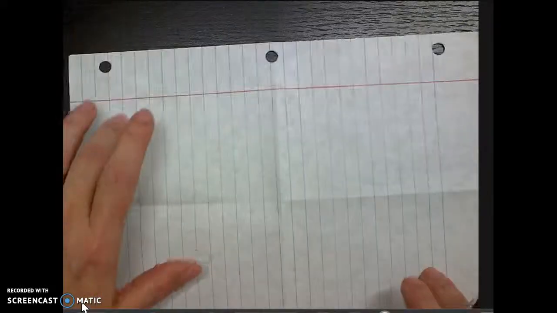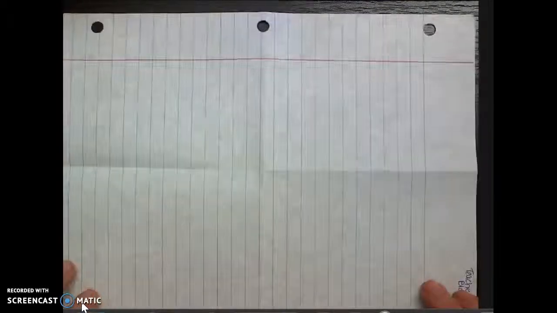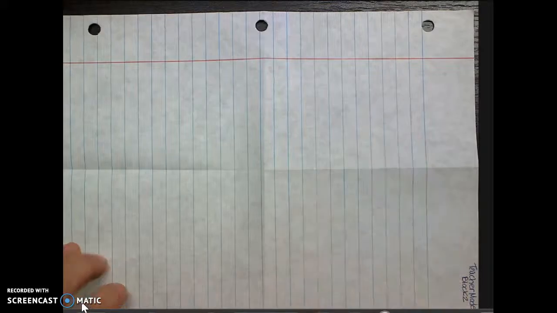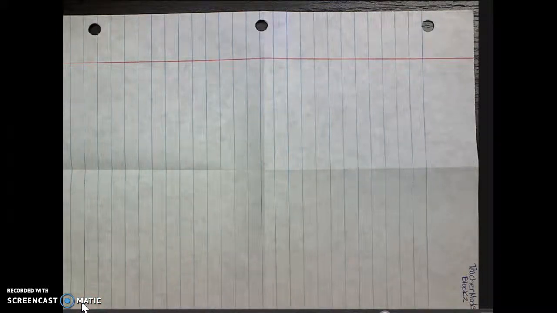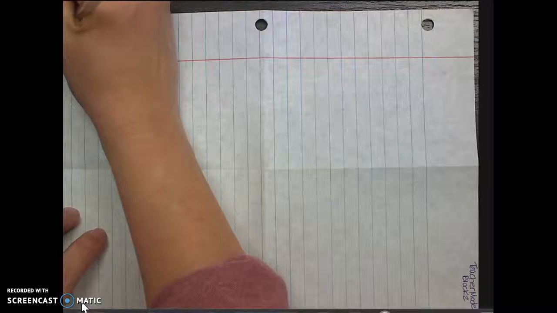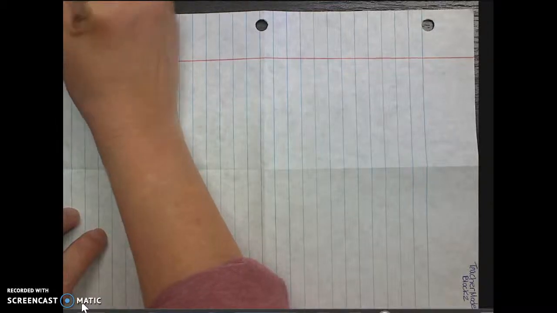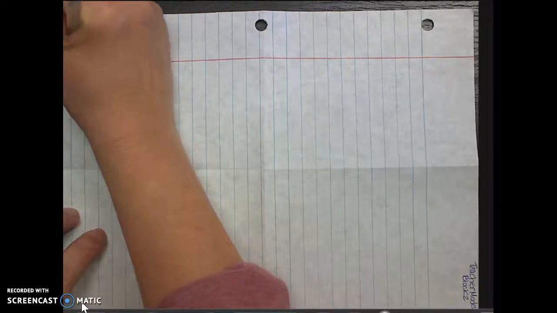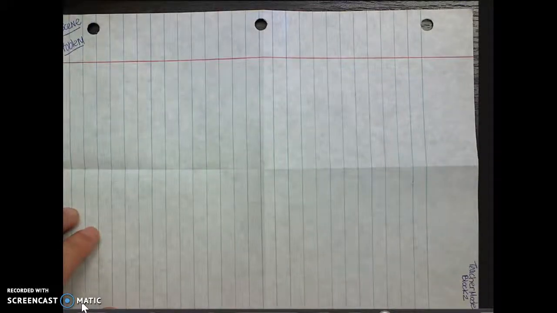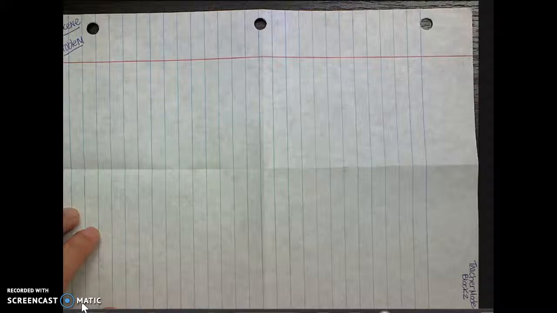So I'm going to turn my paper so the 3 dots are at the top. Above my red line, I'm going to set the scene for my story or tell the problem of what happens. So I'm just going to make a little note here. This is my scene or my problem. I'm going to relive the moment.